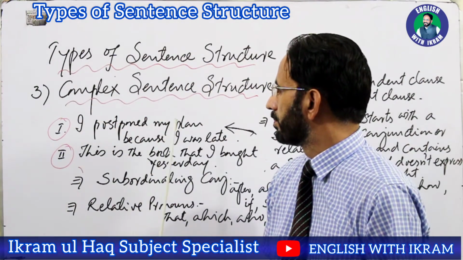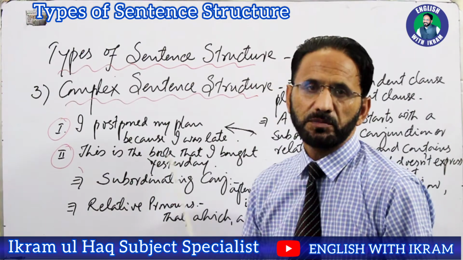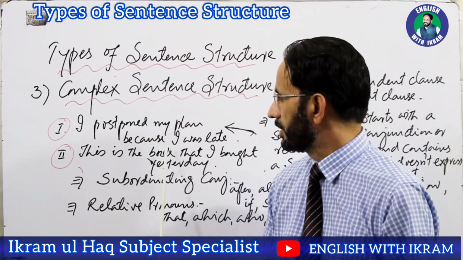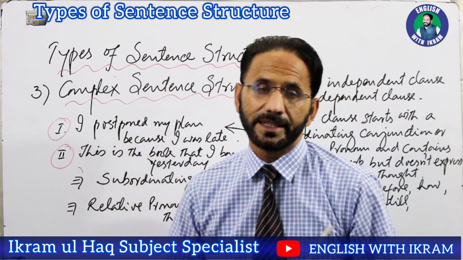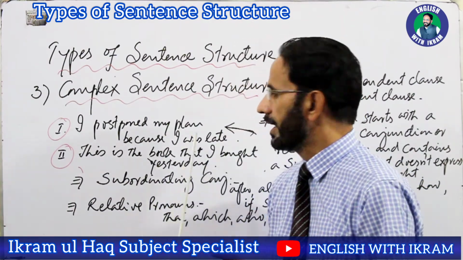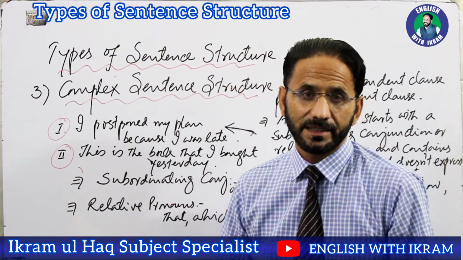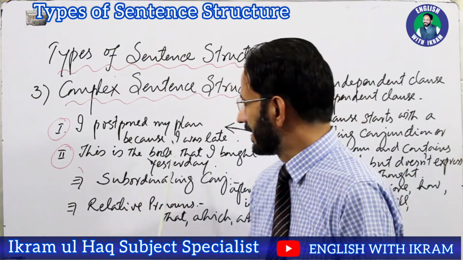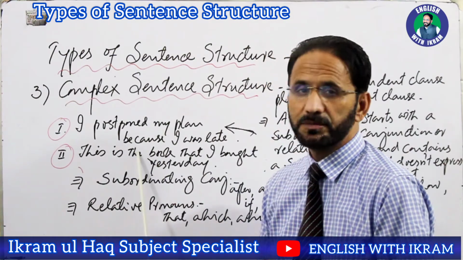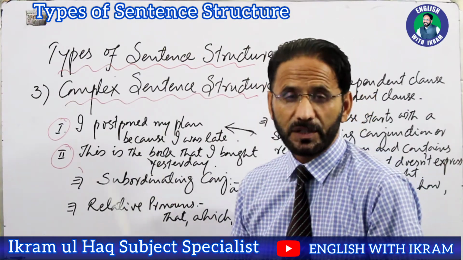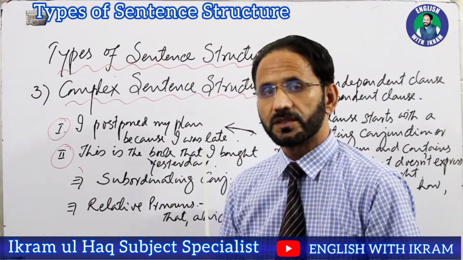I postponed my plane because I was late. I postponed my plane: independent clause. I was late: dependent clause, because it cannot express a complete thought, and these two clauses are joined by the subordinating conjunction because.